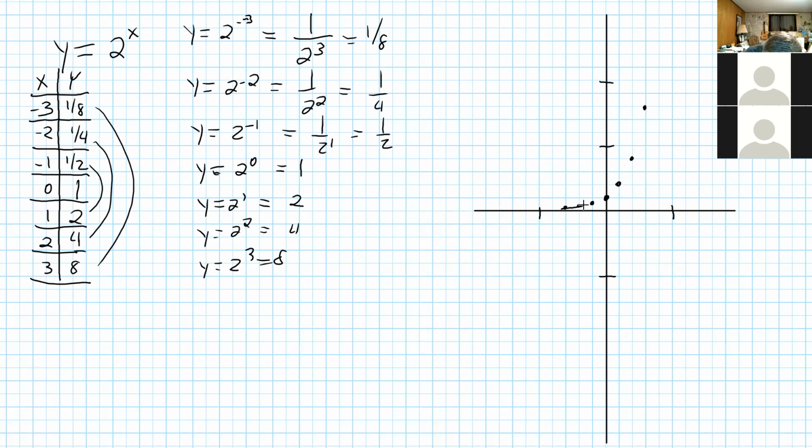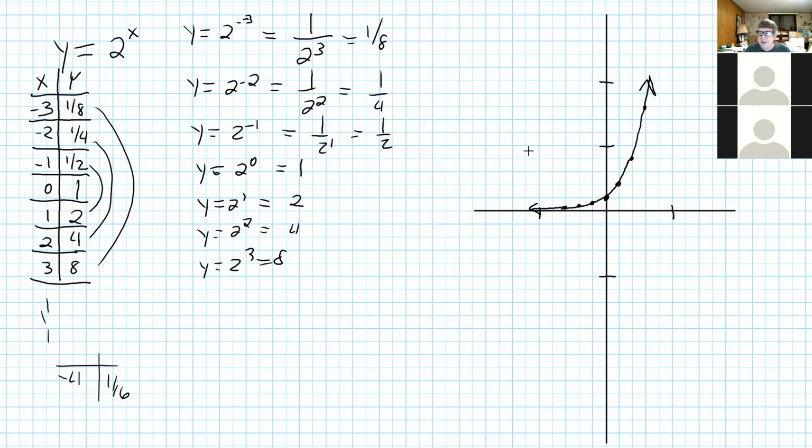So we get this graph that looks like this. Now, as x keeps increasing, can you see that y is going to keep increasing, getting larger and larger? What about going the other direction? What about -4, -5, -6? Well, -4 would be 1/16, and then -5 would be 1/32, 1/64. So what I'm getting at is going to the left, this thing is going to get smaller and smaller, but it's never going to reach 0.